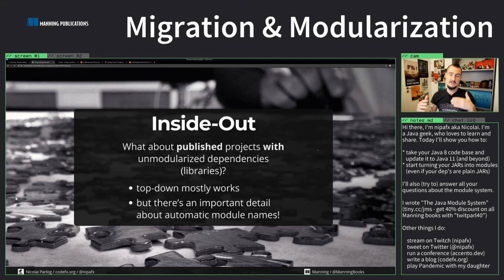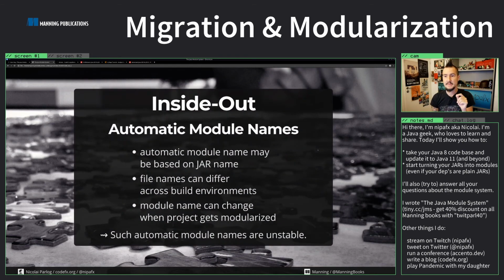What this means is you modularize yours first, you put your dependencies onto the module path, there might be automatic modules or not, all of that is the same. But there's an important detail. The important detail deals with automatic module names. If you depend on an automatic module, then this name can either be from a manifest entry, which is good because that is well defined, it travels with the jar, it stays intact, that's stable. Or if it doesn't have a manifest entry, it depends on the file name.